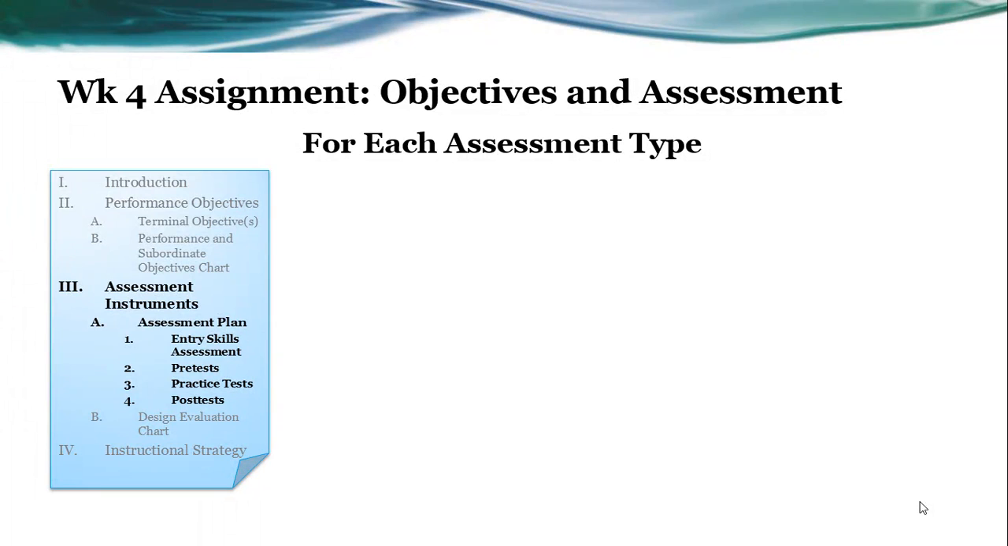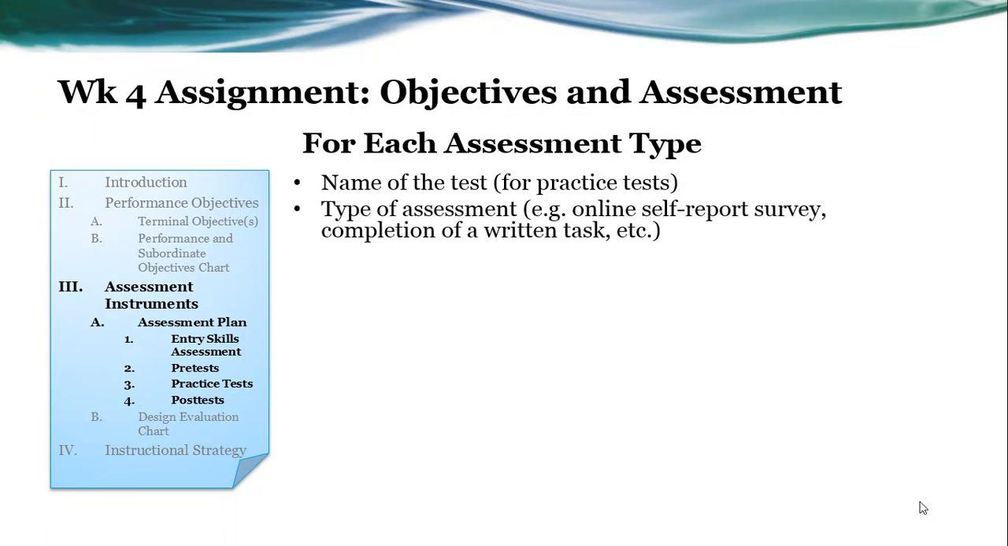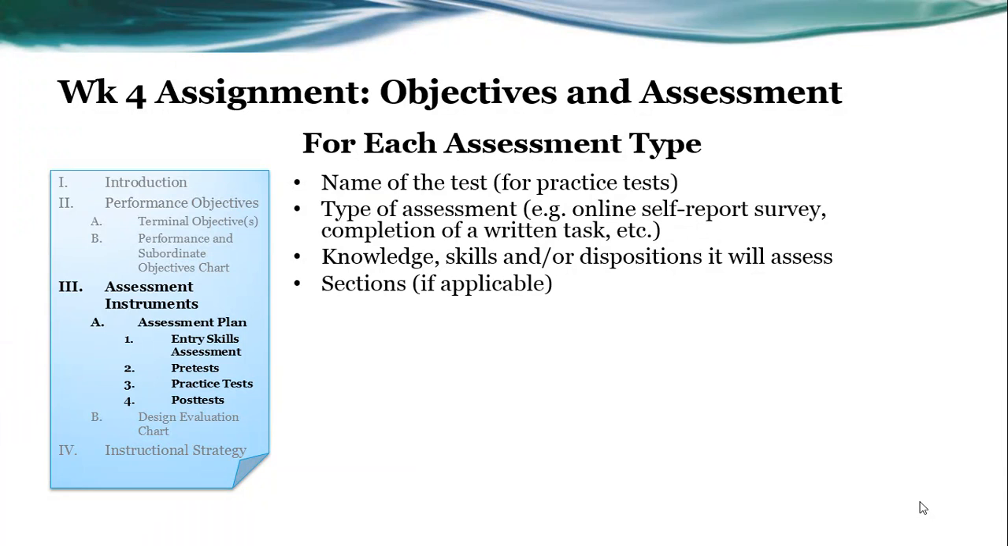For each assessment type, then you will give me some basic information. So you're going to give me the name of the test, for practice tests, which you probably have more than one. The type of assessment that you're doing, if it is an online self-report survey, if it is a completion of a written task, if it is an objective test, whatever the type is. The knowledge, skills, and or dispositions that it will assess. In other words, the content that it will include. And that doesn't need to be in detail, just basically a general overview.